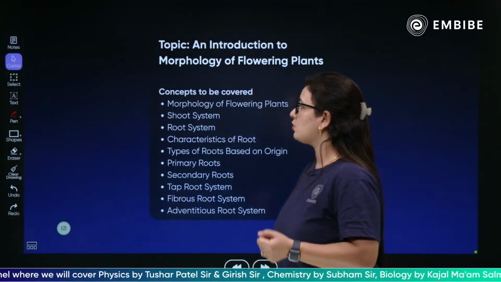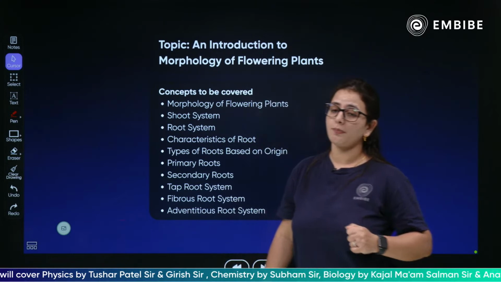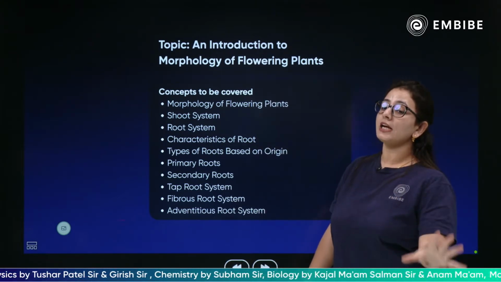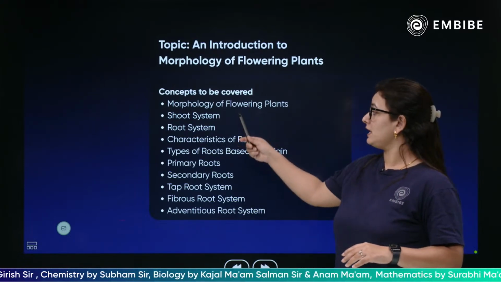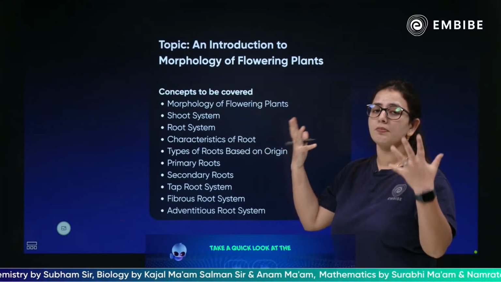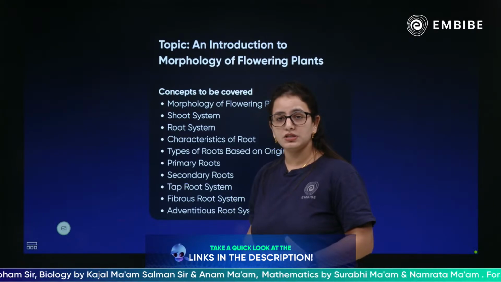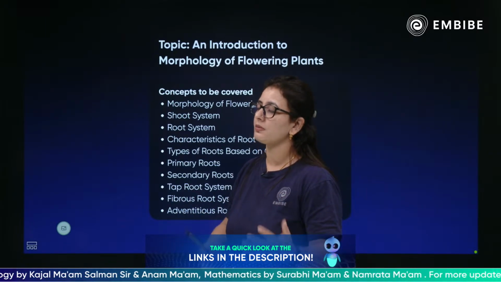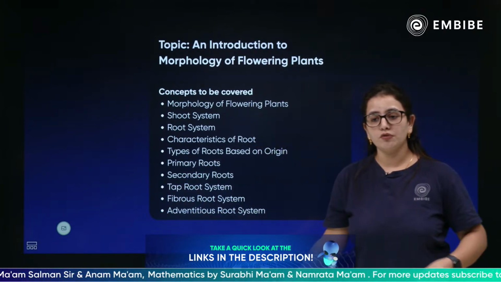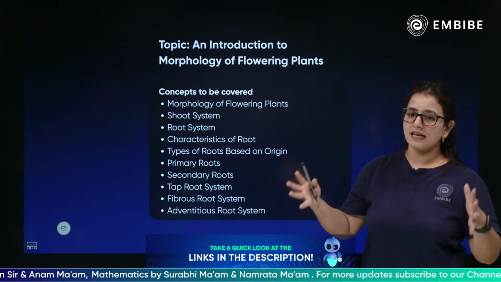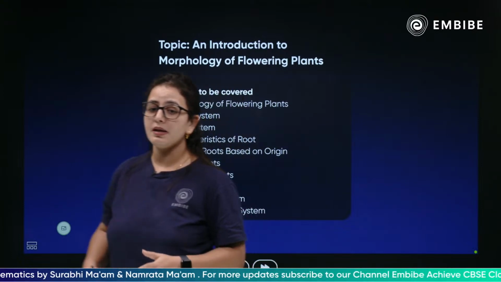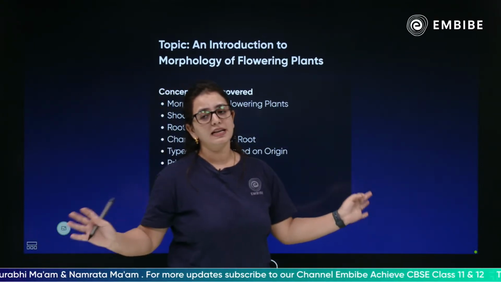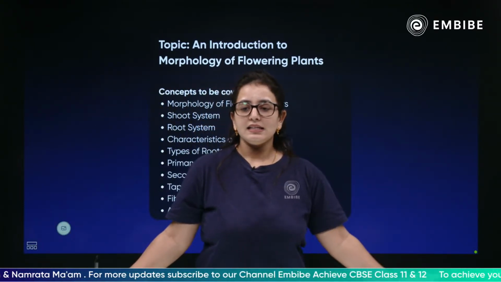Next, the concepts covered in today's chapter will be related to the introduction of the morphology of flowering plants and the root system. How we define morphology, which systems are included in the morphology, root system, shoot system, and the characteristics of root, origin, primary, secondary, taproot system, fibrous root system, and the adventitious root system. Everything will be discussed in today's session. So shall we start? Yes.